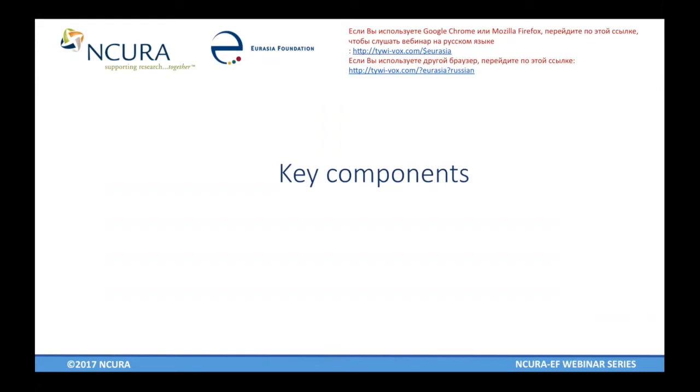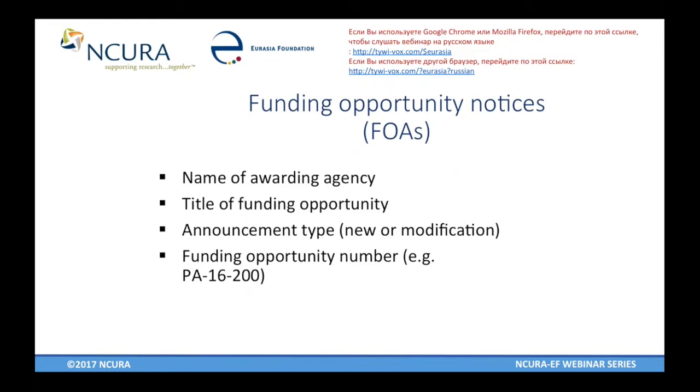In this section, I will cover key components of a standard funding opportunity announcement. Typically, when we are talking about funding opportunity announcements, we are talking about notices for federal programs. Much of this will also apply to announcements for non-federal organizations. A funding opportunity announcement, often called an FOA, will typically list the name of the awarding agency, for example, the National Science Foundation or the Spencer Foundation.